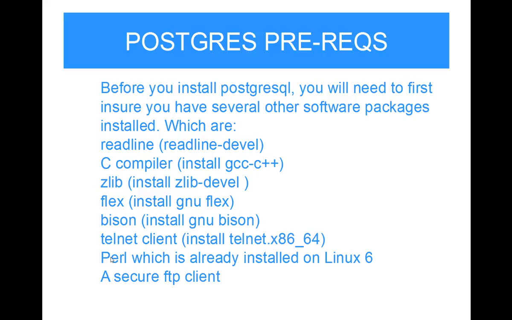You'll also need Perl, which is typically already installed in Linux 6. If you want to check, you can just go to the command line and type perl, all lowercase, --version, and it'll tell you. And a secure FTP client, maybe SFTP or SCP, would be really nice to have, especially if you're going to be copying files back and forth from your Linux server to your home network.